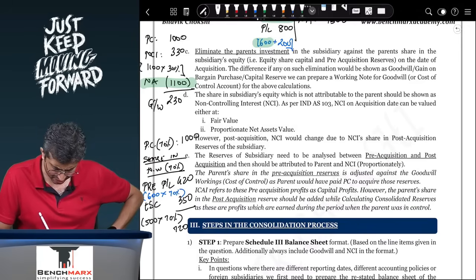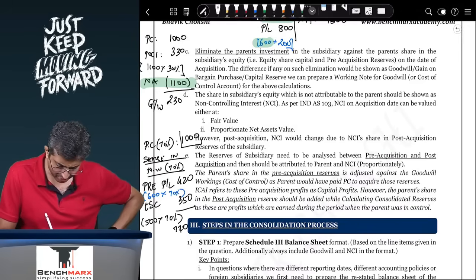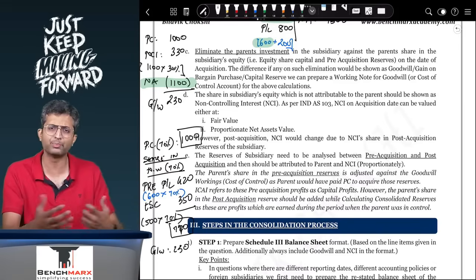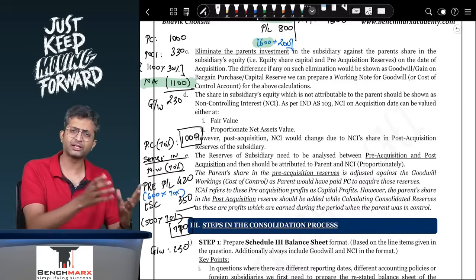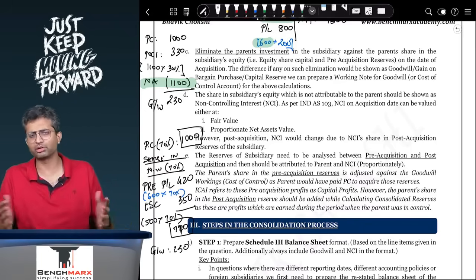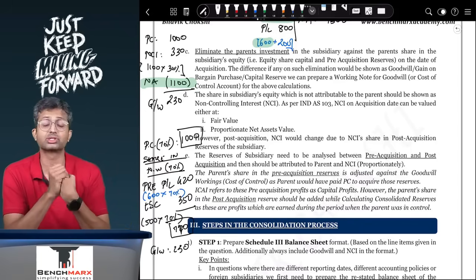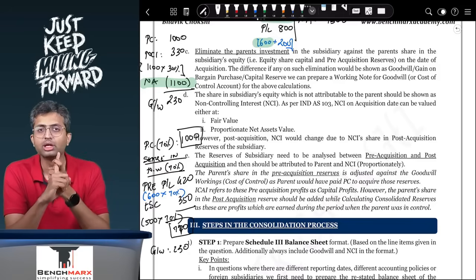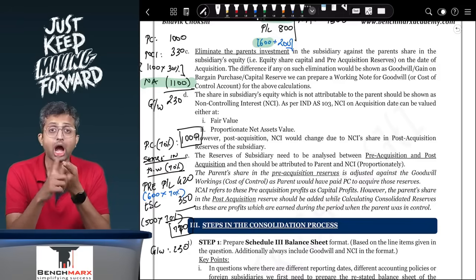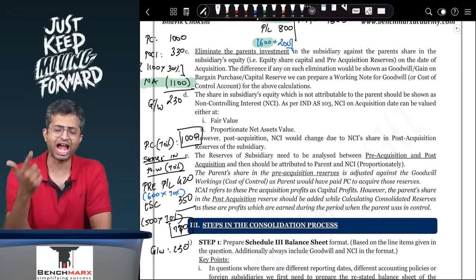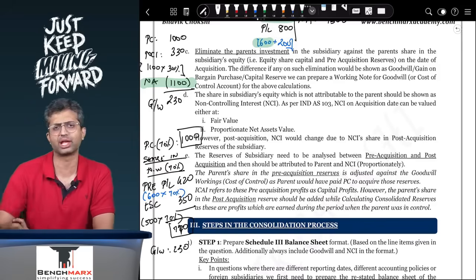If I take the difference, you are comparing 70% with 770, your share of the net assets, you will still get a goodwill of 230. I'm just doing this in rough for an understanding. You can also compare and calculate NCI at 30% and then compare it with 100% of the assets. Your answer will be the same. The essence that we want to draw out of this discussion is you will eliminate the investment against your share, parent's share in the pre-acquisition reserves and share capital in order to find the goodwill as on the date of acquisition.